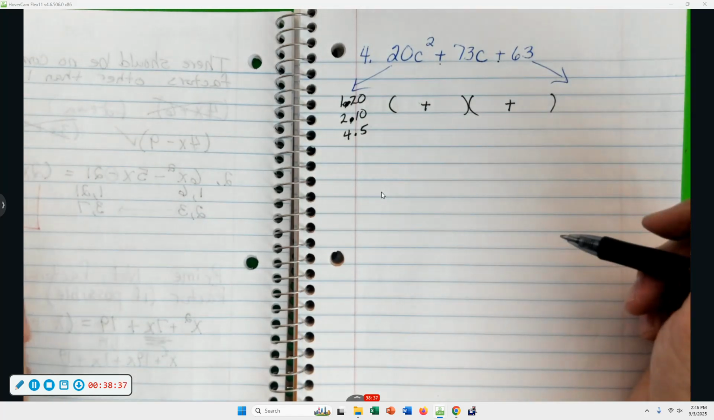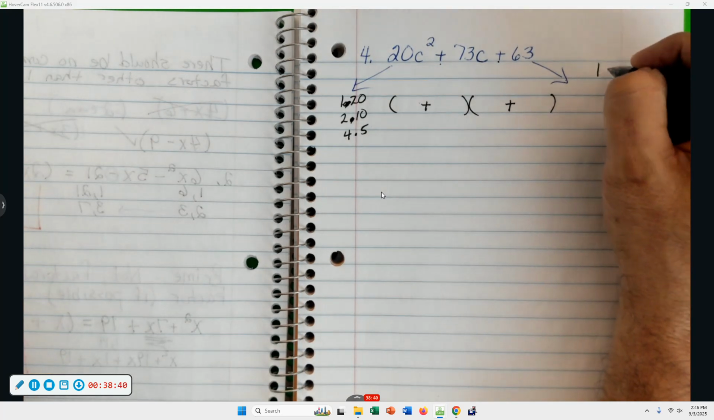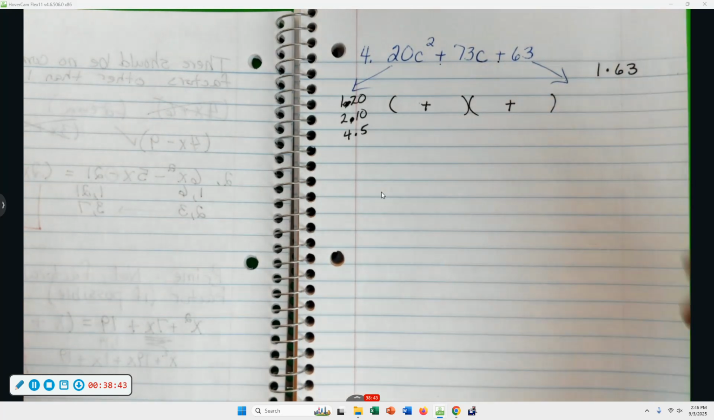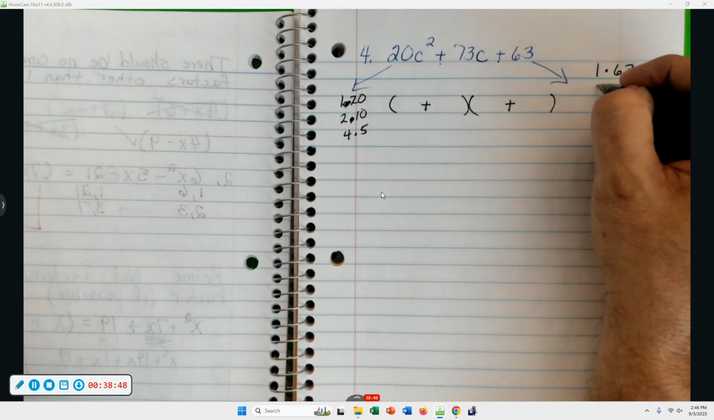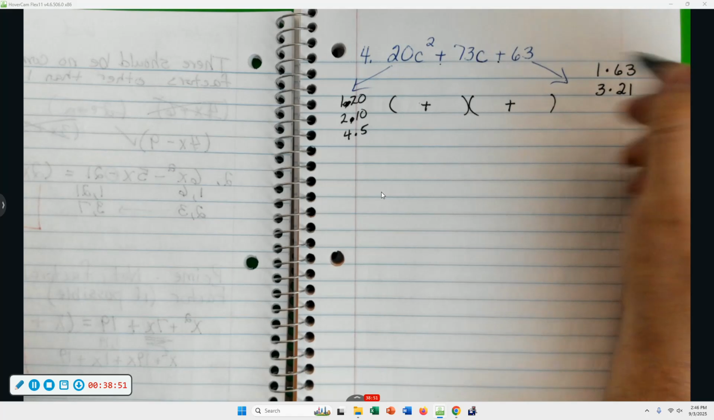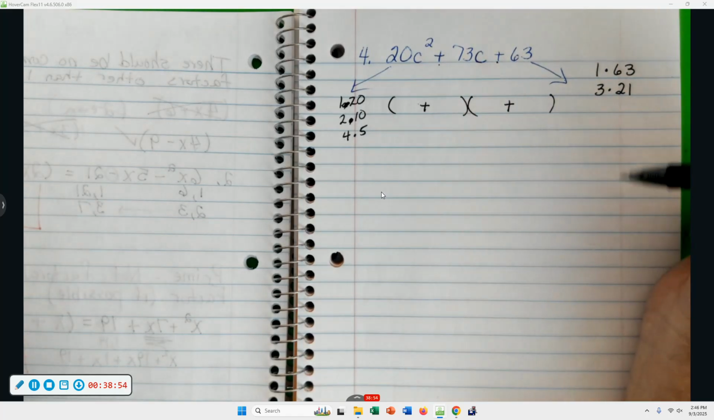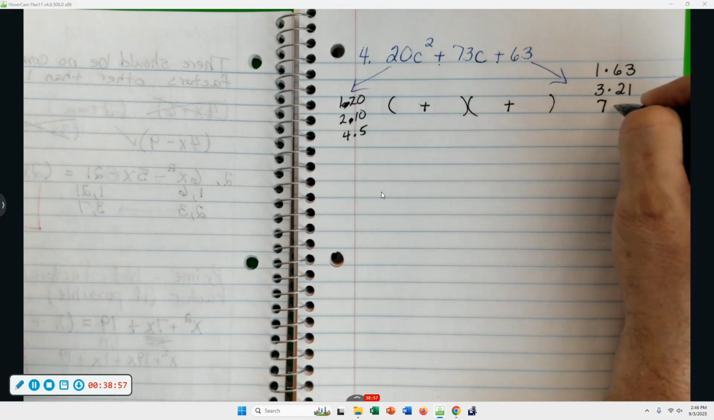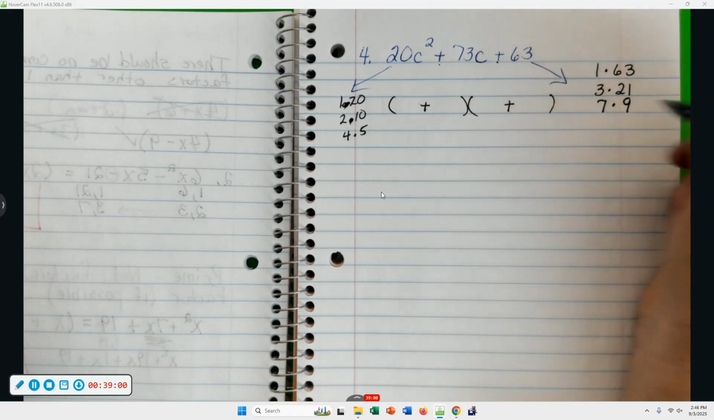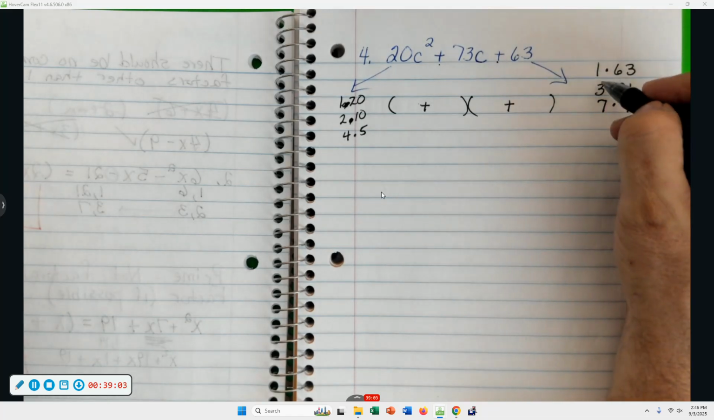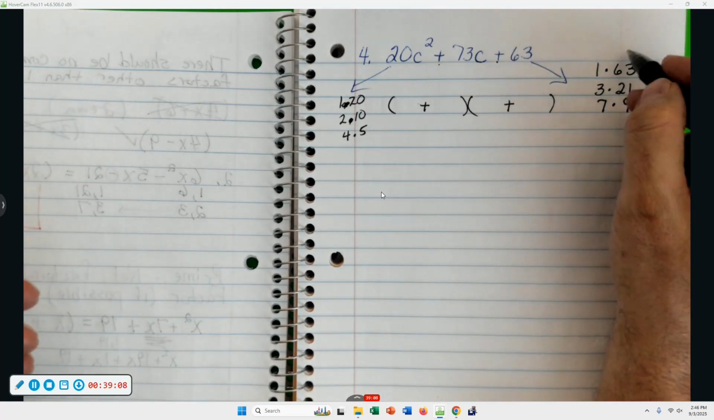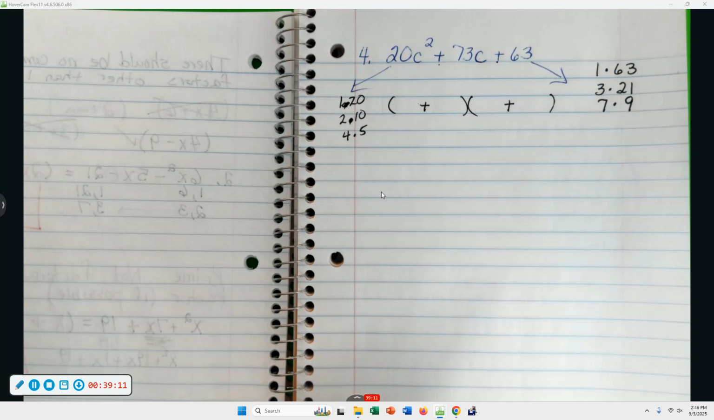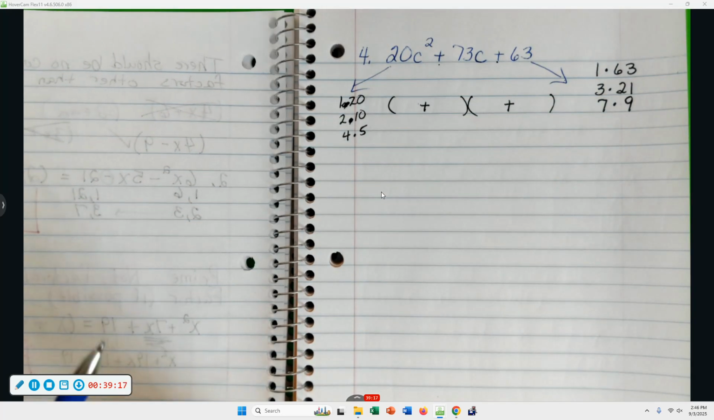Now, what about 63? What numbers multiply together to give 63? There's 1 times 63. 2 doesn't divide into 63. What about 3? 3 times 21. 4 doesn't divide into it. 5, 6, 7: 7 times 9. And if you look at how I'm going, 1, 3, 7, 8 doesn't divide into it. 9, I'm already there. So here are the 3 pairs that multiply together to give 63, and it's going to be up to you to figure out which pairs work.